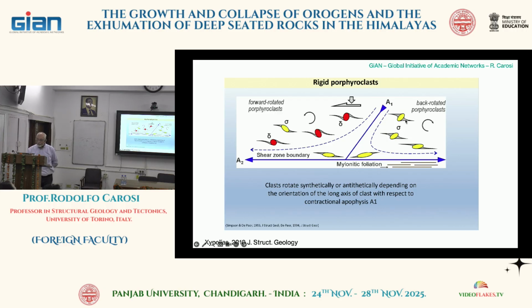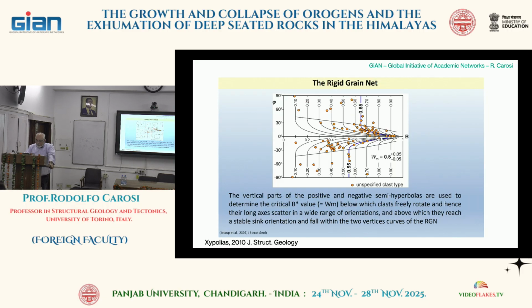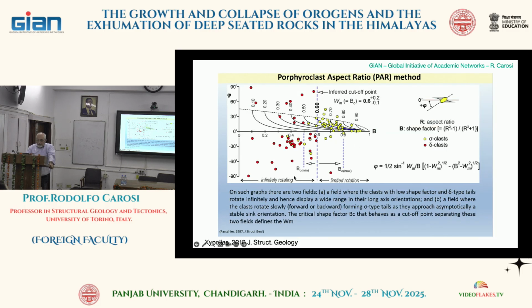And you can see also the famous back-rotated porphyroclasts, because they are rotating in this direction to the right, but they develop the tails according to the shear direction. So the tails are attached on the long side of the crystal. In this way, I can use the distribution of porphyroclasts to detect the amount of vorticity. We use this kind of graph. This is the angle of orientation of the long axis of the clast.